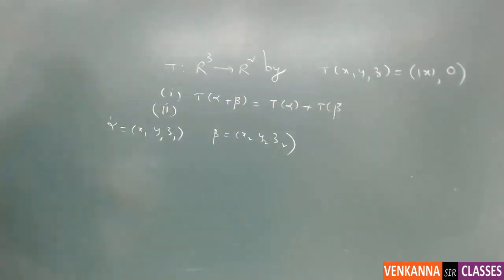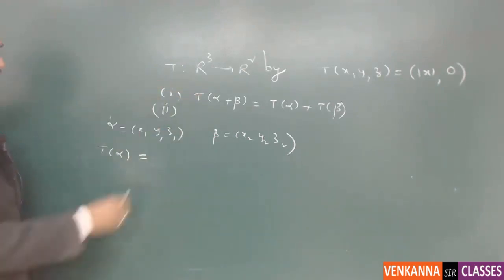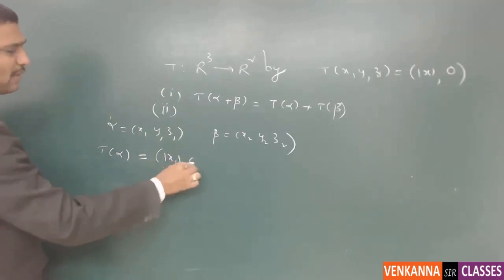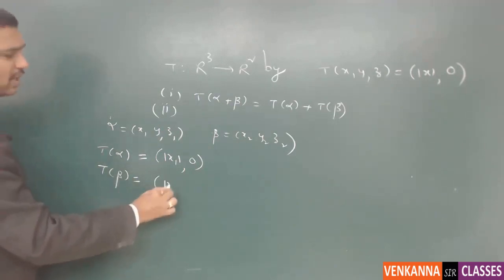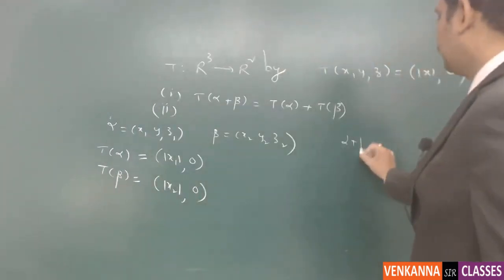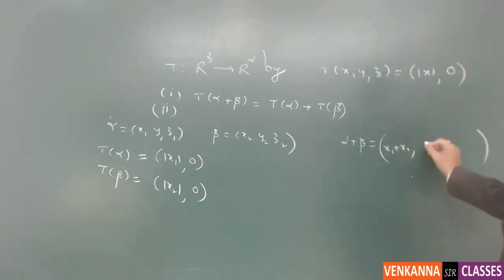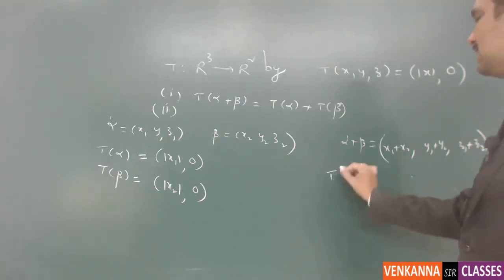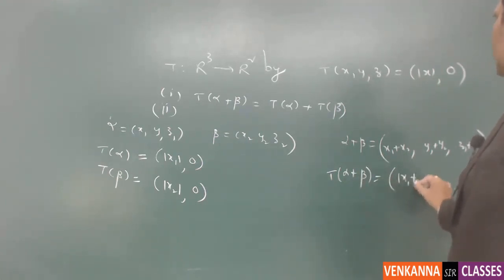Is it right or wrong? We are going to verify. So first of all, let us consider T of alpha. As per the T definition, it is nothing but mod x1 comma 0. And T of beta, if you consider, it is nothing but mod x2 comma 0. Now, if you write alpha plus beta, on adding the vectors, it is x1 plus x2, y1 plus y2, z1 plus z2. So T of alpha plus beta is equal to mod x1 plus x2 comma 0.